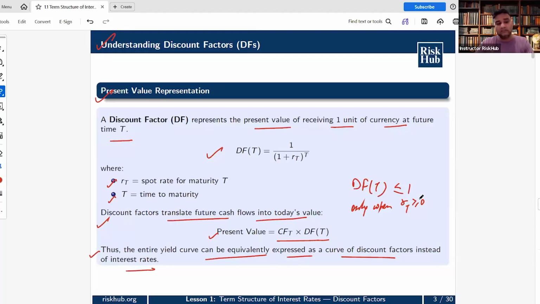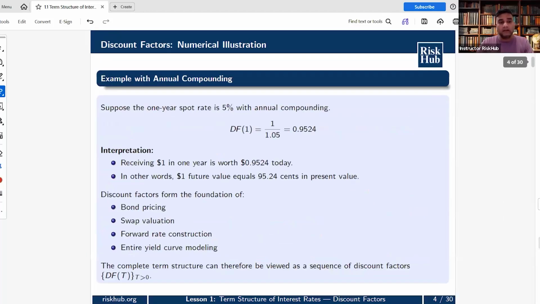Where it is used, trading systems store the discount factor curve, not the rate. Every present value in a fixed income book is the cash flow multiplied by the discount factor. Then we go to the next part, slide number 4, which is discount factors, numerical illustration, example with annual compounding.